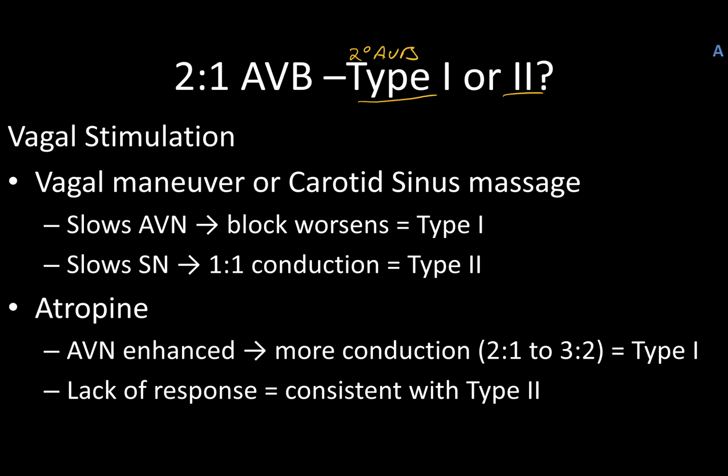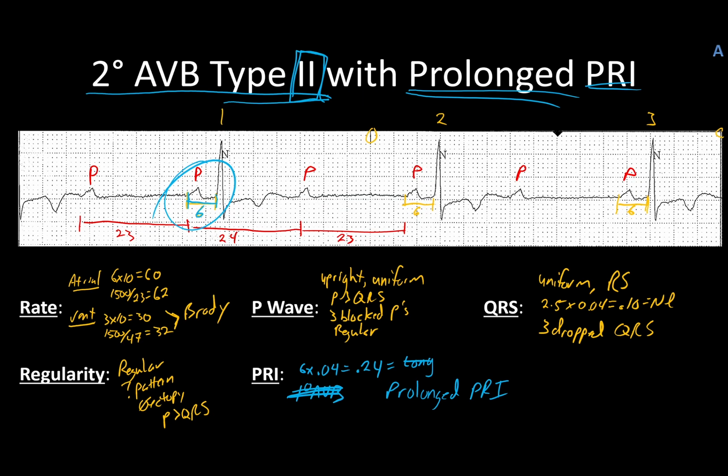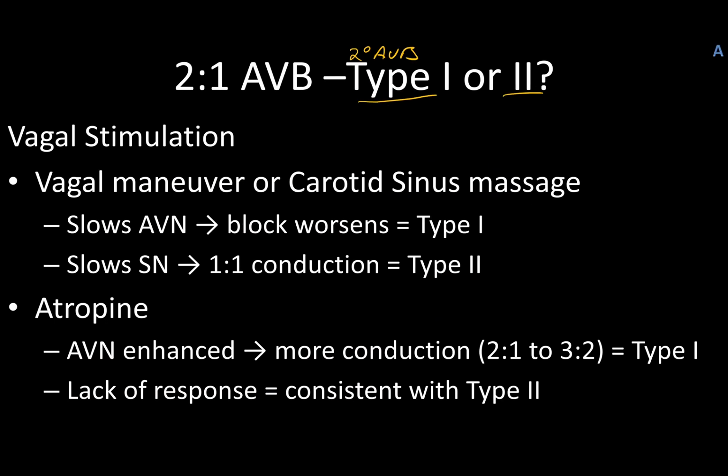And so I'm going to go back a couple slides just to let you look at something and think about it. Now, I realize I marked this down as being second degree Type II with a prolonged PRI, but that is only because looking at this patient, that's the best answer I can give. In real life, you've got more time. You've got a patient in front of you. You might actually be able to figure out which one it is. And so here's the answer on how to do that.